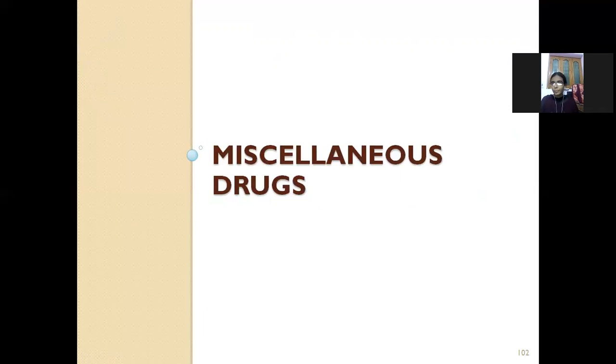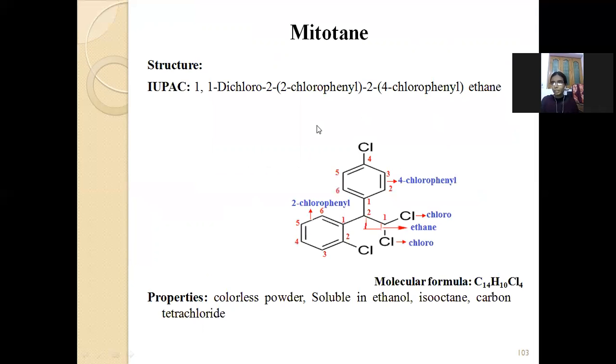Next, the miscellaneous drug, Mitotane. This is the structure, and this is the IUPAC name. The IUPAC name is 1,1-dichloro-2-(2-chlorophenyl)-2-(4-chlorophenyl)ethane. If you see the structure here, in the first position two chlorine atoms are there. So 1,1-dichloro. Two chlorine atoms means di, so it is dichloro.